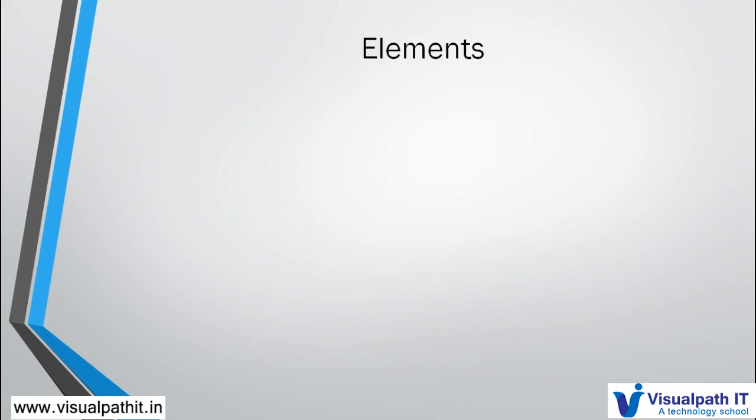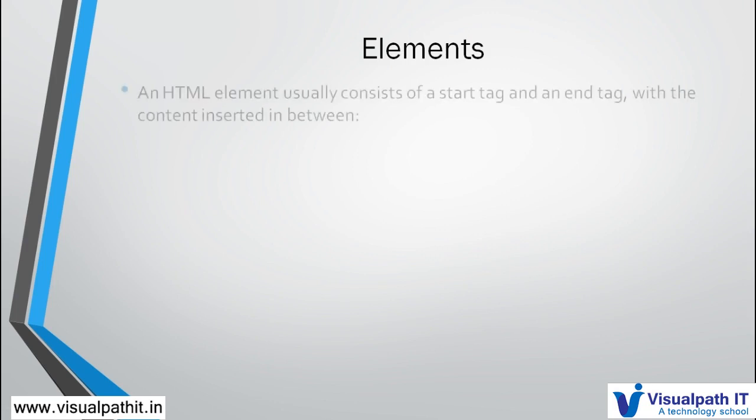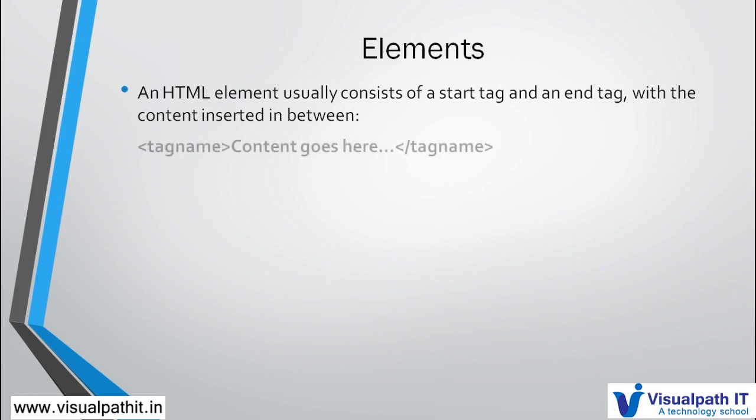Now let's take a look at elements, which are used for HTML. An HTML element usually consists of a start tag and an end tag, with the content inserted in between. For example, a tag name, the content which you need to write, then the tag needs to be closed.